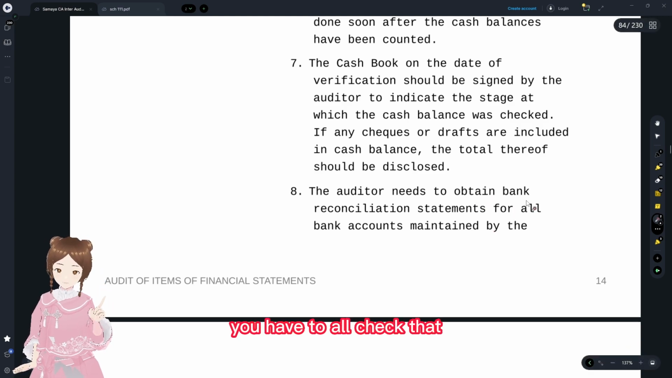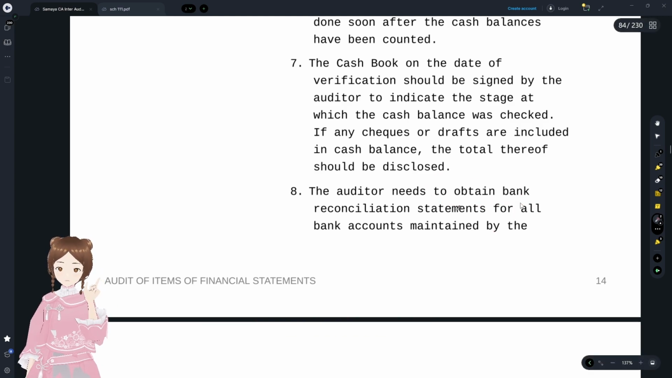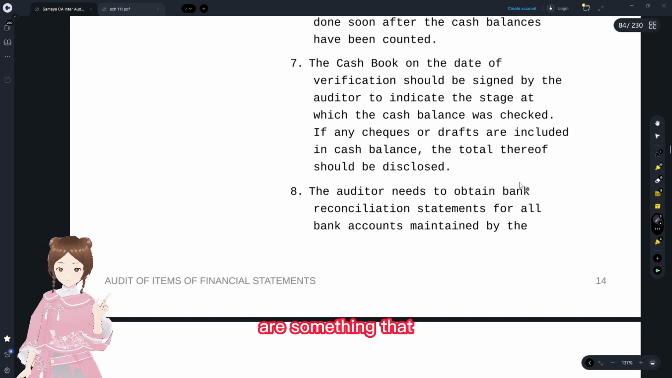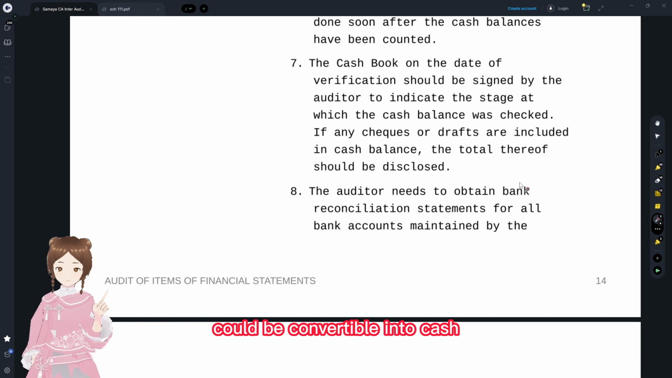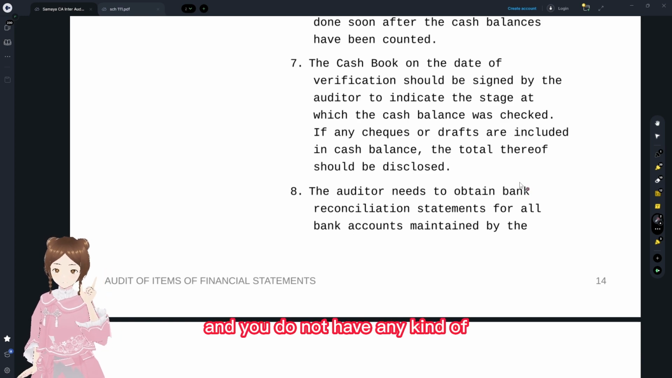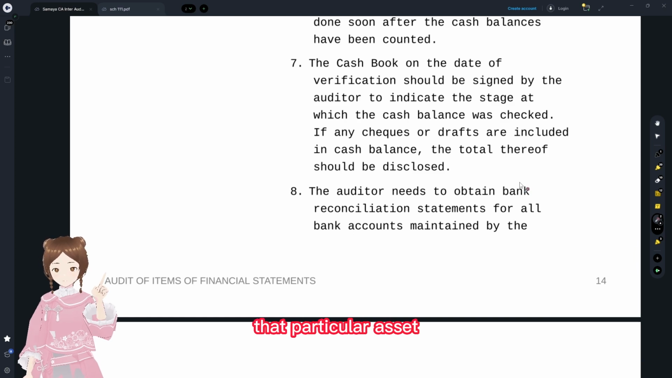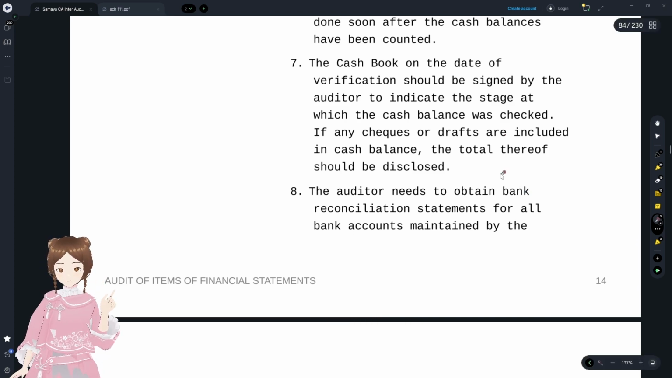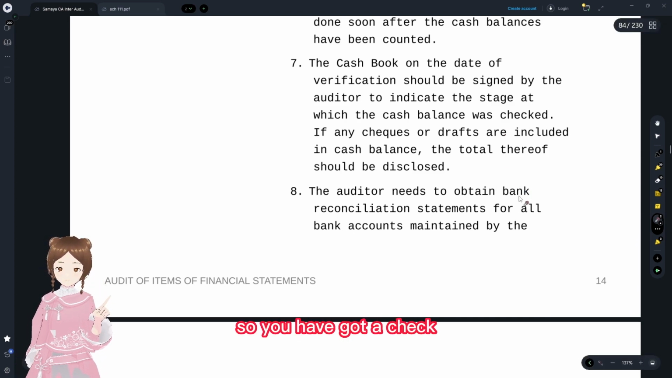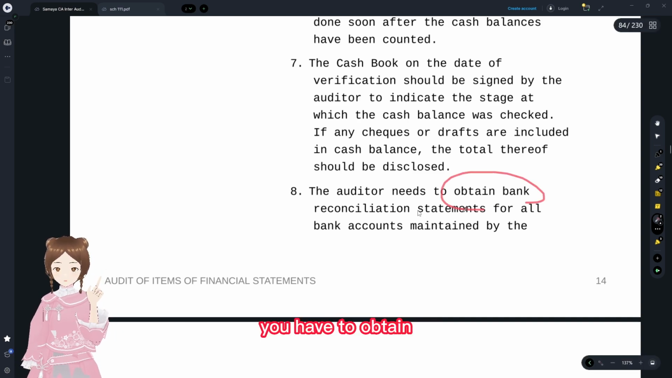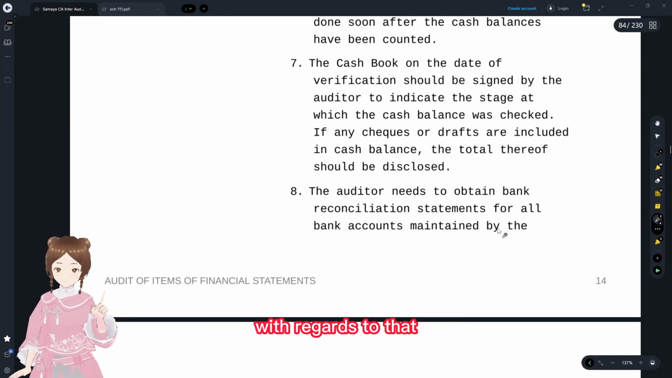You have to all check that. And you also have to check, with regards to cash and cash equivalents, items that could be easily convertible into cash, where you do not have any kind of rights or obligations with regards to that particular asset. So you could check that, simply say, if you have got a check, that is a cash equivalent. So you have to obtain bank reconciliation statements with regards to that.